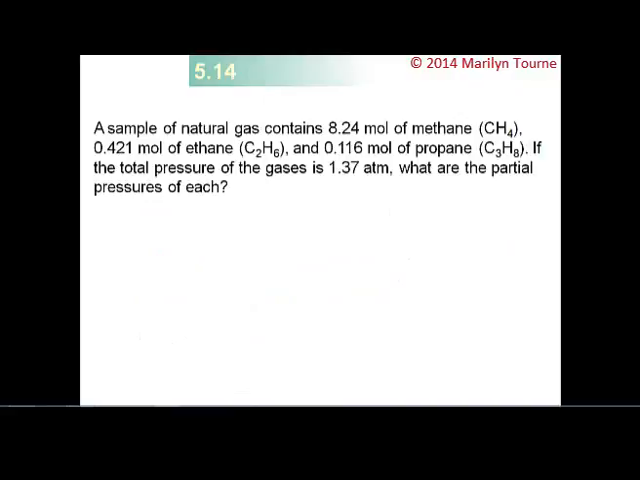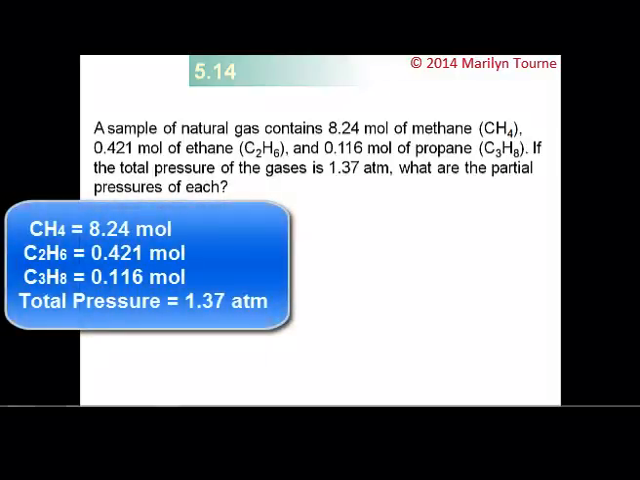This is practice exercise on page 198 of your book. It reads, a sample of natural gas contains 8.24 moles of methane, CH4, 0.421 moles of ethane, C2H6, and 0.116 moles of propane, C3H8. If the total pressure of the gases is 1.37 atm, what are the partial pressures of each gas? When I do these problems, I write everything down. So I'm going to write that there's 8.24 moles of CH4, 0.421 moles of C2H6, 0.116 moles of C3H8, and I have a total pressure of 1.37.